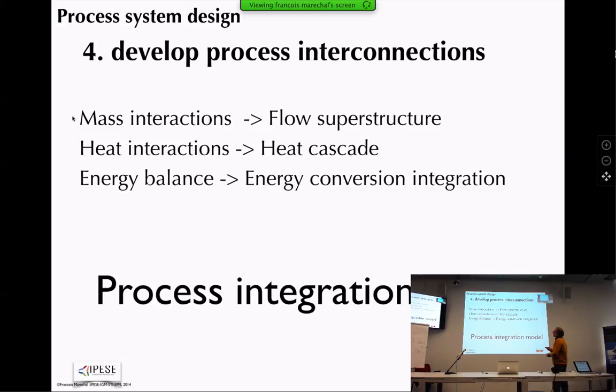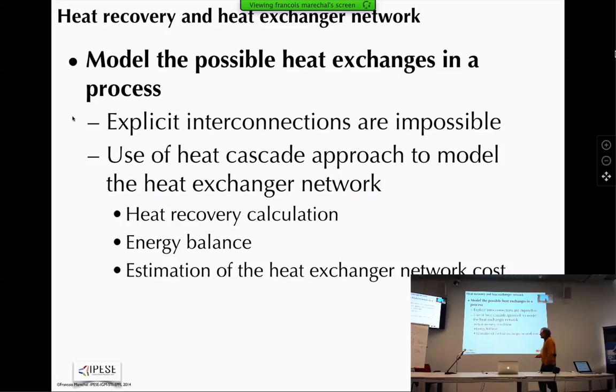And we would like to be able to see the link between the process units and the energy conversion system. And for doing this, we are going to use the process integration model. The process integration model can be either explicit, so we could model all the heat exchangers, but as we are at the level of the design, we will not use this technique because we do not know where the heat exchangers are. So what we are going to do is use the heat cascade as a way to model the heat exchanger network.